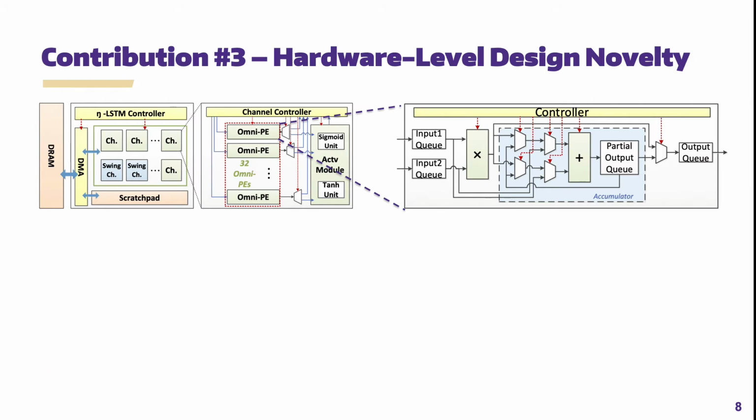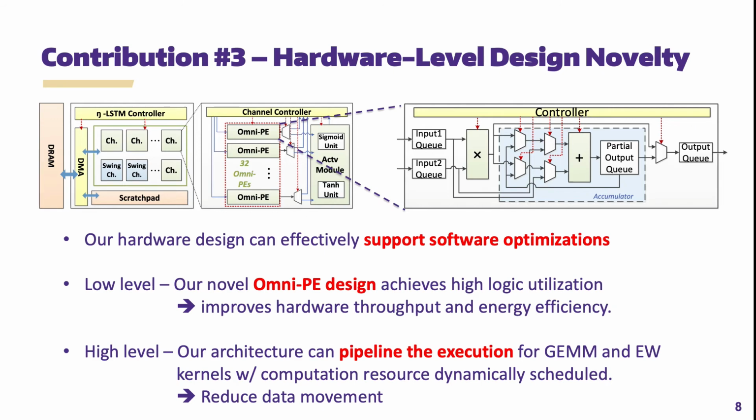In addition to the software-level design, we propose a new hardware design that complements these software optimizations, and it further improves the LSTM training efficiency as follows. At a lower level, we introduce the OmniP design, in which the logic is reused for different functionalities, helping achieve a high logic utilization. This will eventually benefit the hardware throughput and energy efficiency.